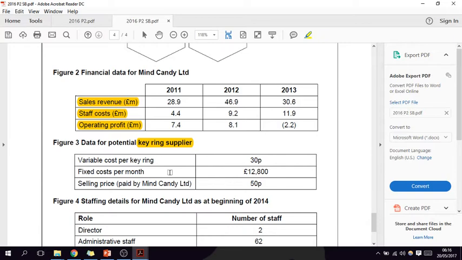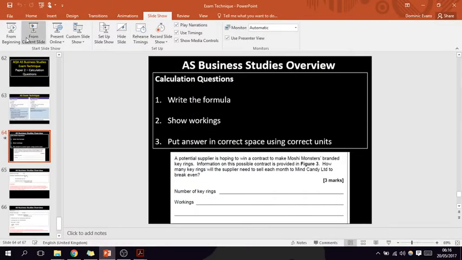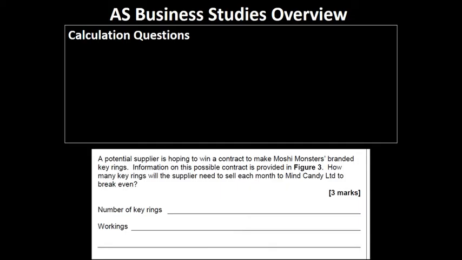Sometimes you may have to dig through the case study to get the figures that you need to write the calculations, but last year it was fairly simple to find the figures that you need as long as you knew your formulas. So, really important to make sure you know how to calculate these, all of the formulas that are listed on the specification. So how do we go about answering the question?